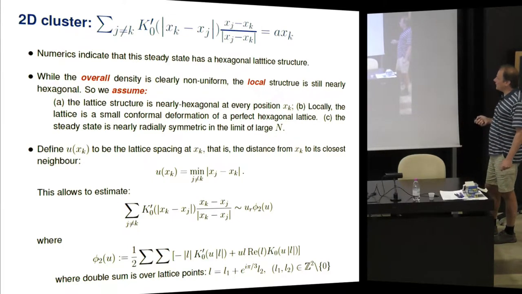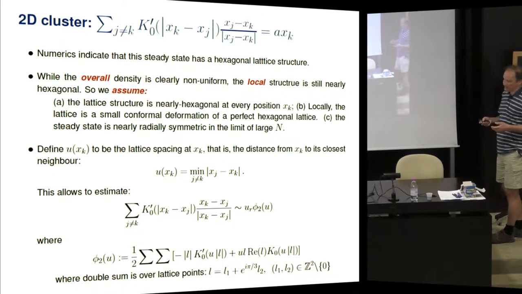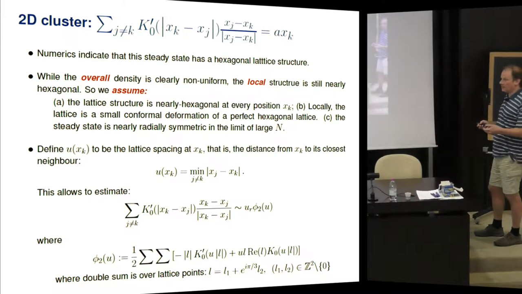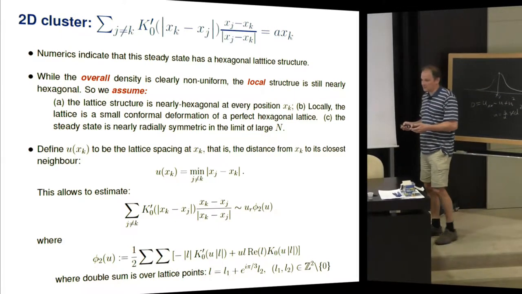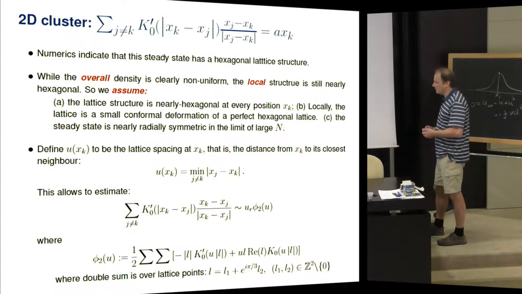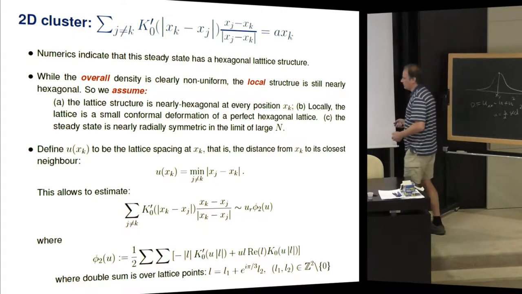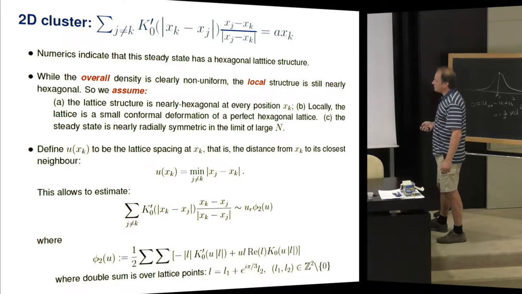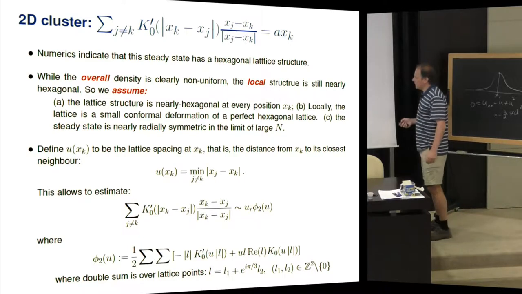Okay, and the other thing that we need to do to carry this through is to assume explicitly that locally the structure is hexagonal. This is what numerics tell us. It's not clear exactly why it's so, and I'm not proving that the structure is hexagonal. I'm using this as my basis assumption, and from that assumption, I will derive the steady states. All right, so this is how it works.